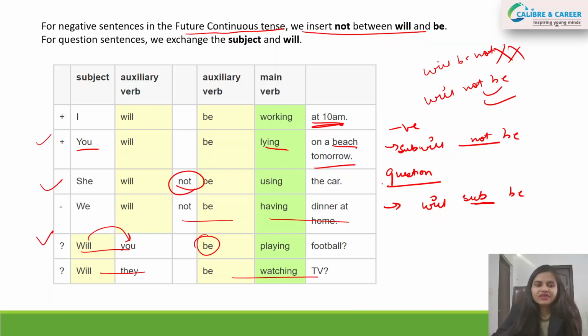In your positive sentence, it is simple, will be. So you should understand where the not should be put. In negative, it will be put after will, after your auxiliary verb. But when the auxiliary verb is used in a question, you will use it after the subject, that is, will you be, or will be you, that is incorrect. Will you be playing football, or will they be watching TV? I hope this is clear.